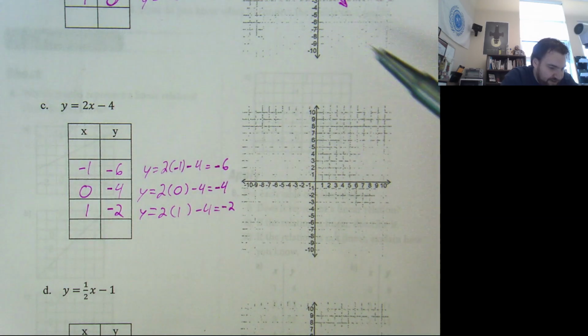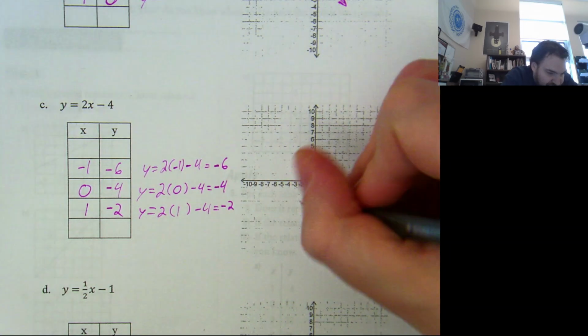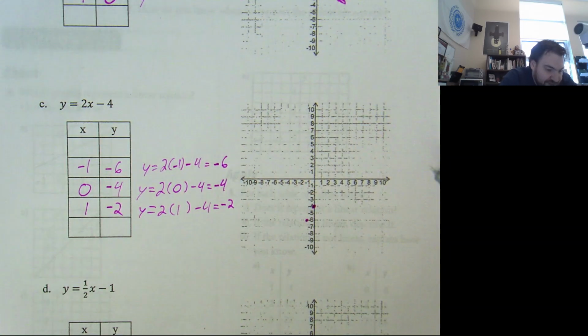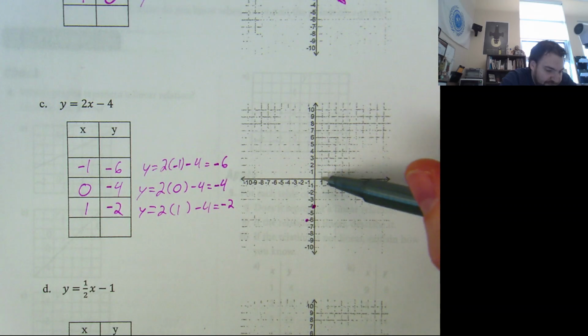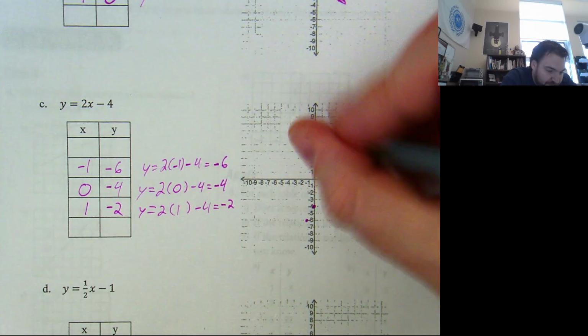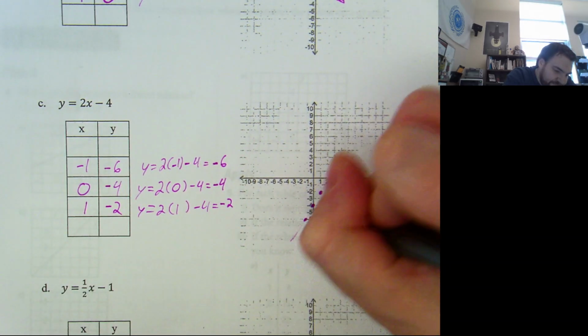So let's put some points in here. Negative 1, negative 6 is going to be down here. 0, negative 4 is going to be right there. 0 in the x, down 4 on the y. And then 1, negative 2 is going to be over 1 and down 2. Again, something that looks linear.